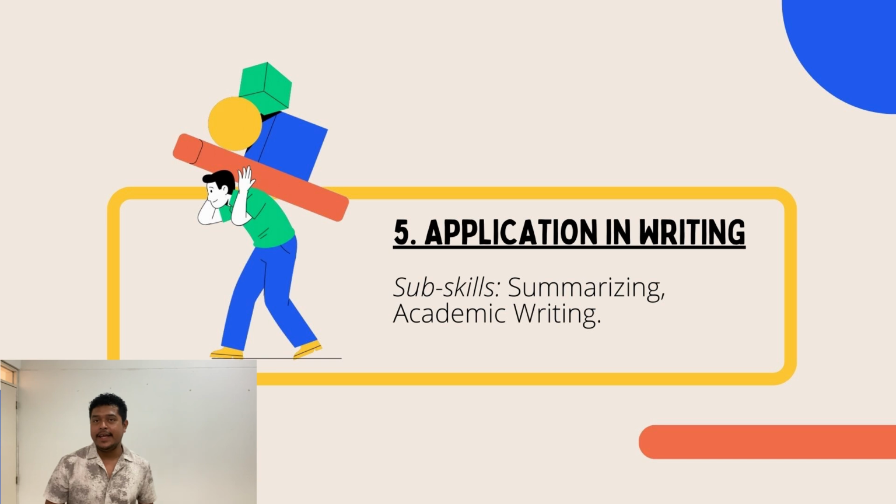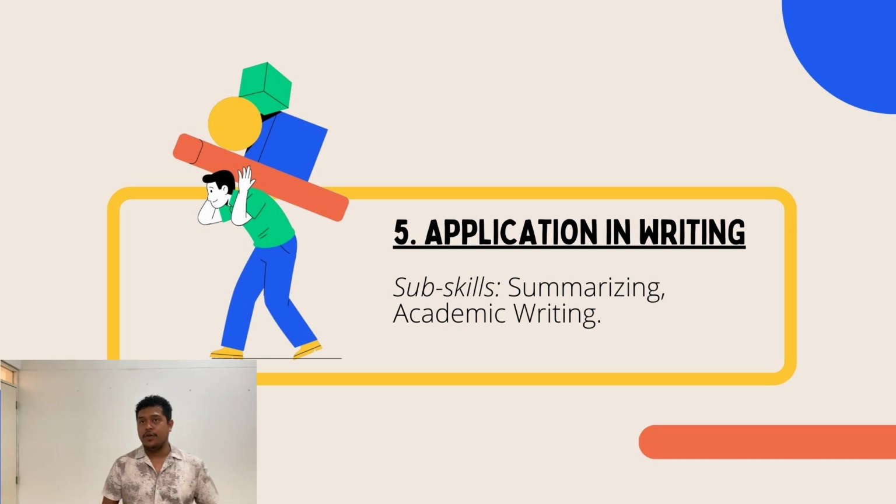Our 5th sub-activity is application in writing. Now we need to apply what you learned by writing a short critical analysis of the selected pedagogical theory. Aim for 300, maybe 500 words, and incorporate the new vocabulary you acquired. This sub-activity hones your summarizing and academic writing skills.